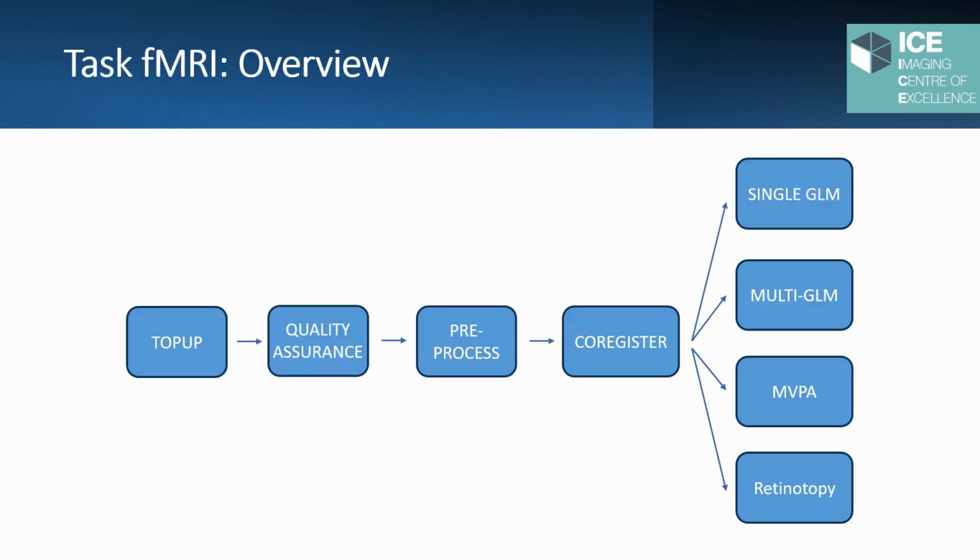So the next set of functions we'll look at will be those that are associated with processing task fMRI. So this schematic gives a bit of an overview of how we might go about that workflow. We'd start by doing top-up to correct field distortions within our image. And then from this, we would look at quality assurance images to make sure that the data we're processing is of sufficient quality to proceed. Next, we'd look at pre-processing our images and then registering them with our anatomy. From here, we can look to do single general linear modeling, multi-run general linear modeling, multivariate pattern analysis, or even retinotopy.